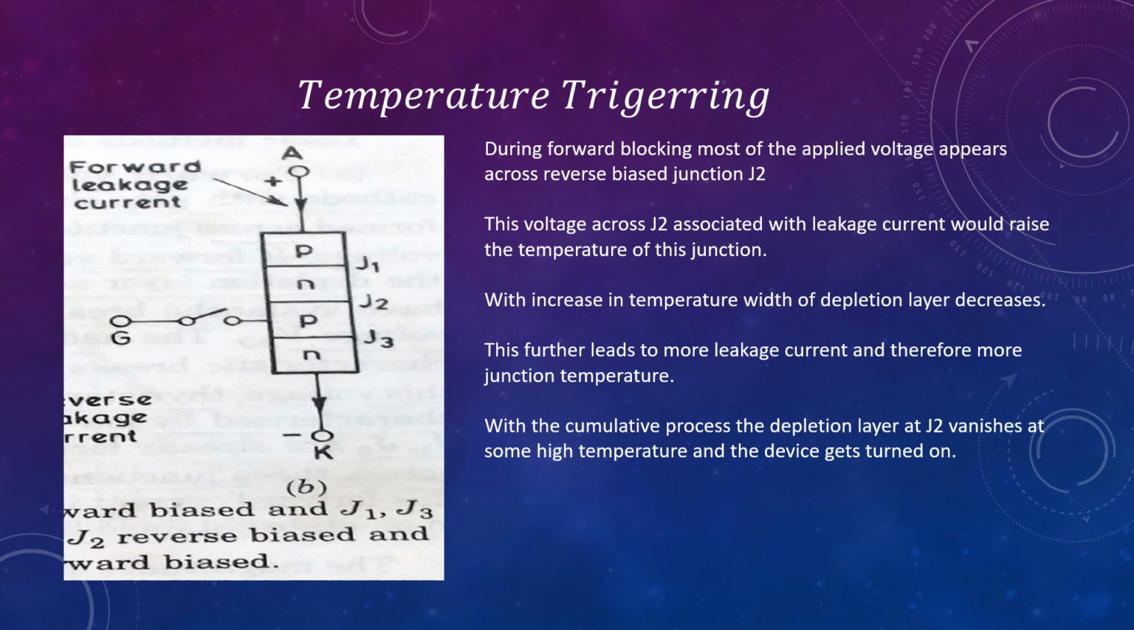During forward blocking, most of the applied voltage appears across junction J2. The voltage across J2 associated with leakage current would raise the temperature of this junction. With increase in temperature at junction J2, the width of the depletion layer decreases. This further leads to more leakage current and therefore more junction temperature. With the cumulative process, the depletion layer at J2 vanishes at some high temperature and the device gets turned on.